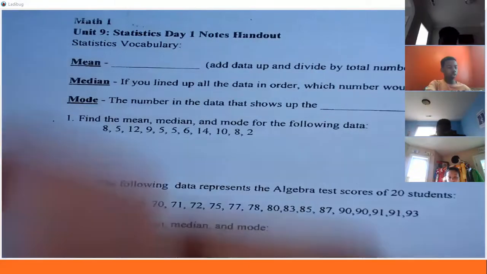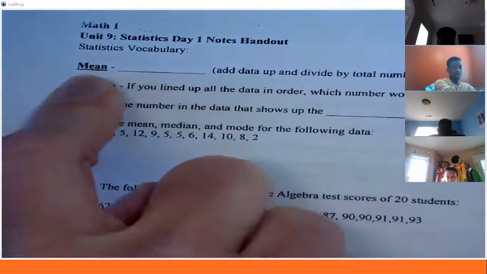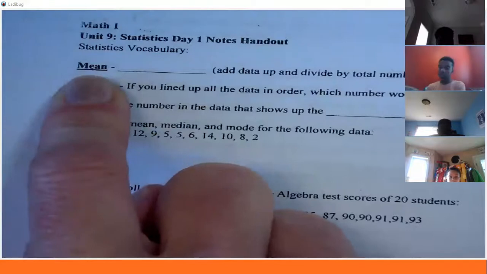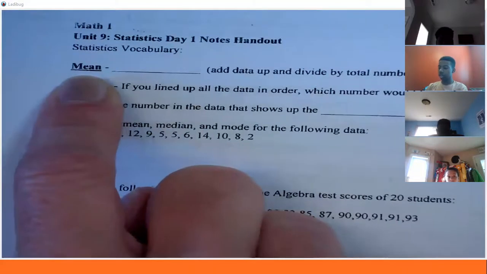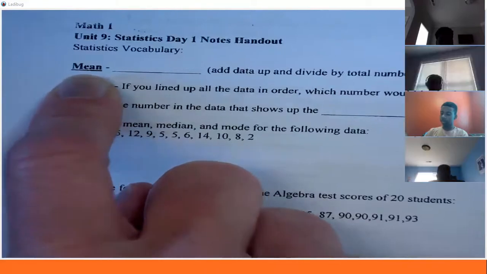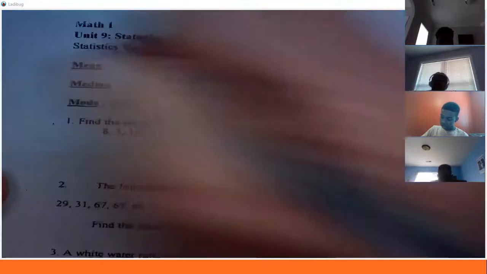So today we are starting statistics, which is our last unit. Our first vocabulary word of the day is the mean. Does anybody remember what another word for the mean is from middle school? Average. Mean is the average. So you need to write that down, please. Mean is the average.